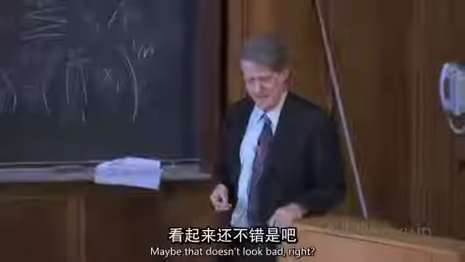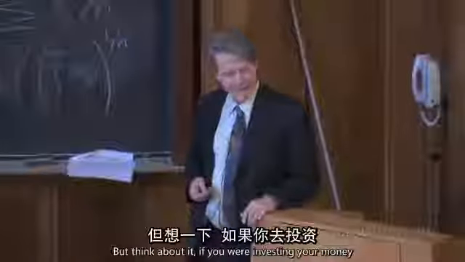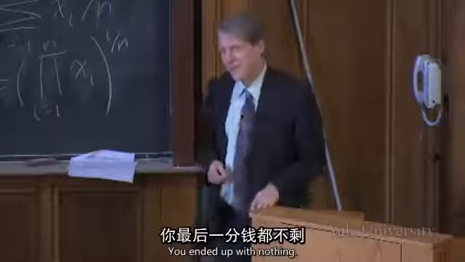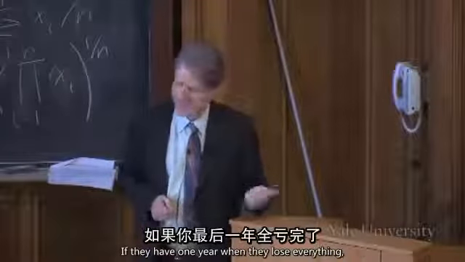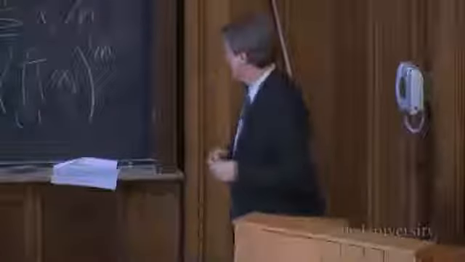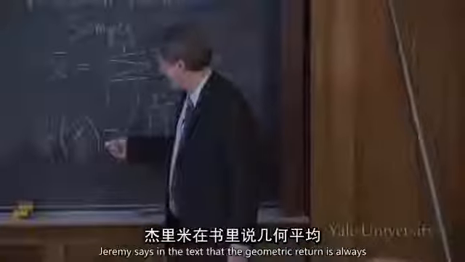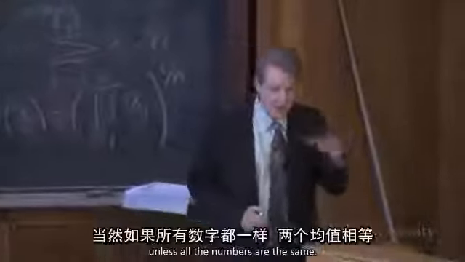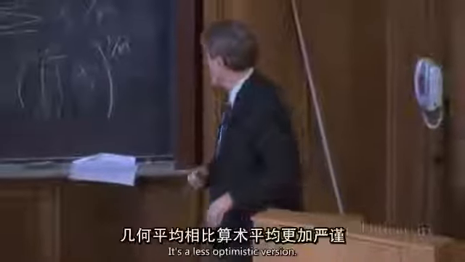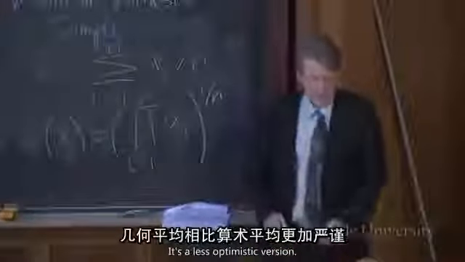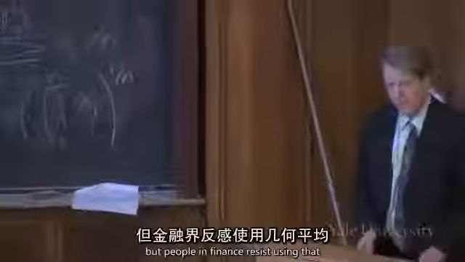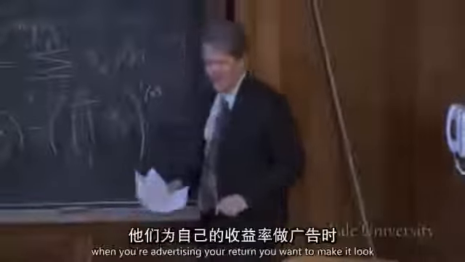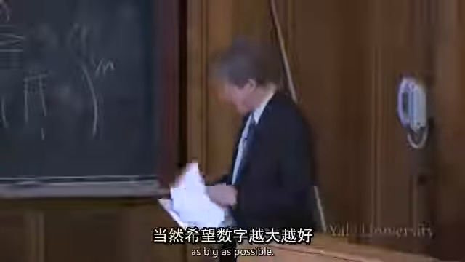And maybe that doesn't look bad, right? But you think about it. If you were investing your money with someone like that, what did you end up with? You ended up with nothing. If they have 1 year when they lose everything, it doesn't matter how much they made in the other years. So what Jeremy says in the text is that the geometric return is always lower than the arithmetic return, unless all the numbers are the same. And so it's a less optimistic version, and so we should use that. But people in finance resist using that because it's a lower number. And when you're advertising your return, you want to make it look as big as possible.